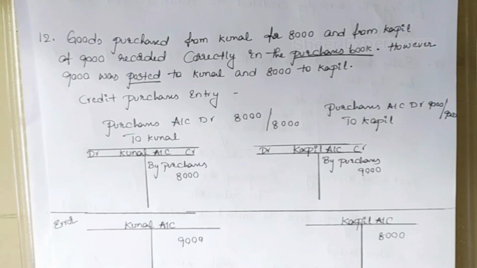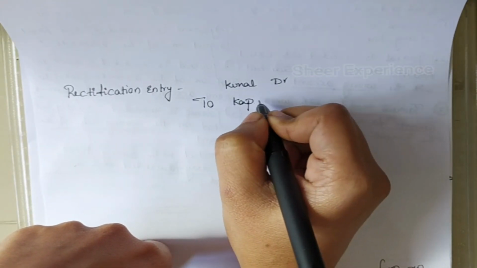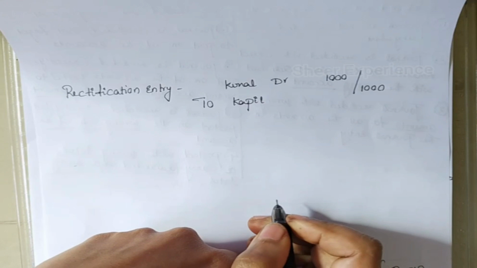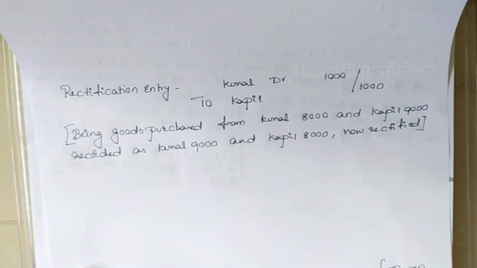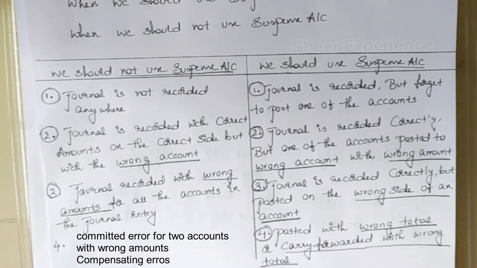The rectification entry is Kunal debtor to Kapil. Amount is 1,000. Usually when we commit error while posting one of the accounts in the ledger, we use suspense account to rectify the error. In this case, we have committed error for two accounts with wrong amounts. Instead of posting 8,000 and 9,000, we have posted 9,000 and 8,000. Though the amounts are wrong, this will not affect the trial balance because one error is compensating with another error. So we should not use suspense account in this case.